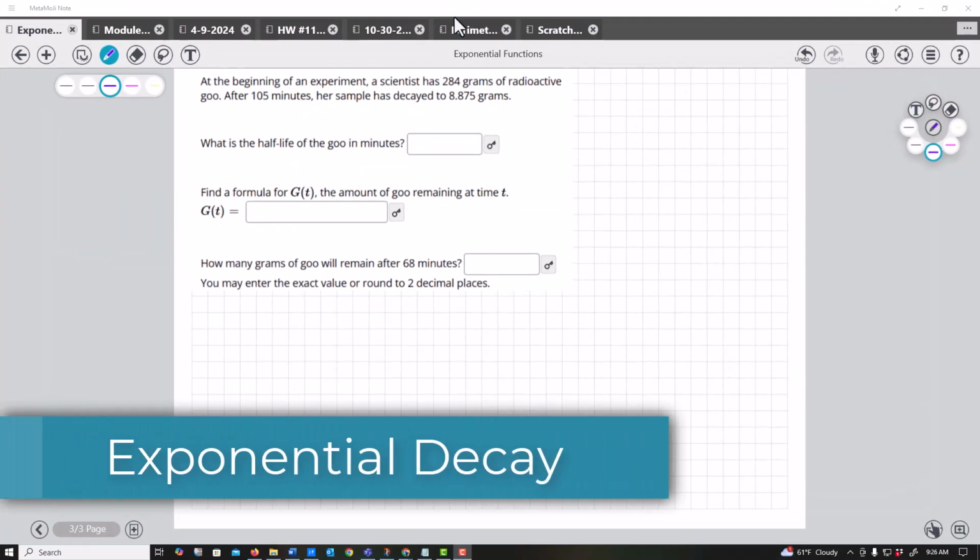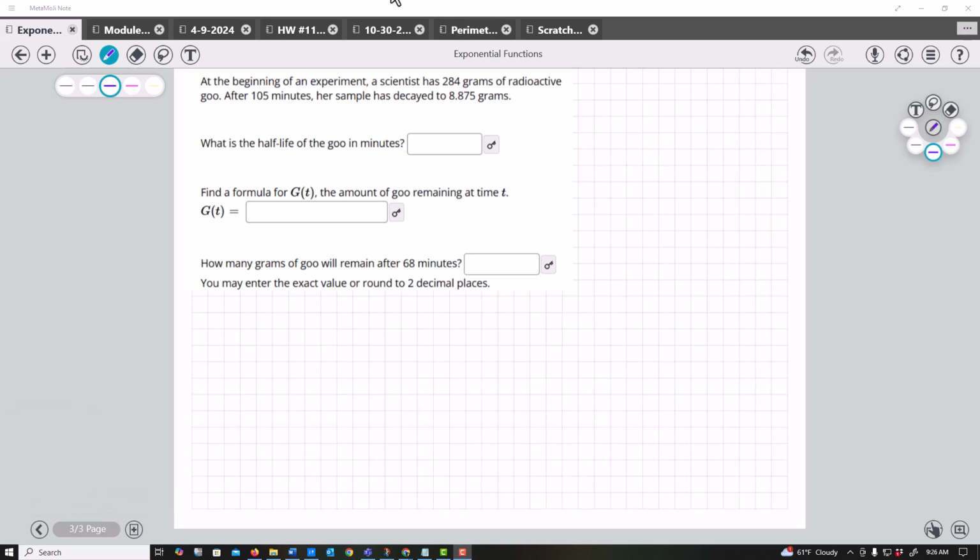All right, we're given that at the beginning of an experiment, a scientist has 284 grams of radioactive goo. After 105 minutes, her sample has decayed. So this is going to be exponential decay, which is the formula P of T equals P of 0 e to the kt, where P of 0 is the initial, and we're given that. We're given P of 0 is 284 grams.